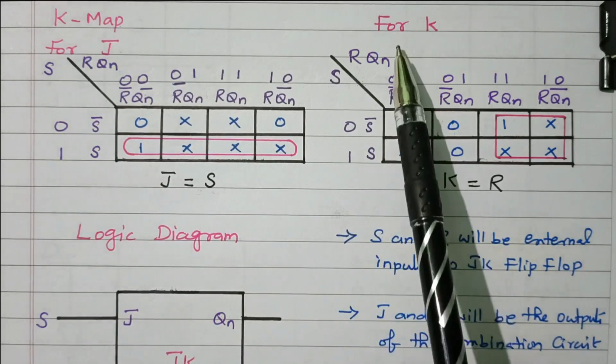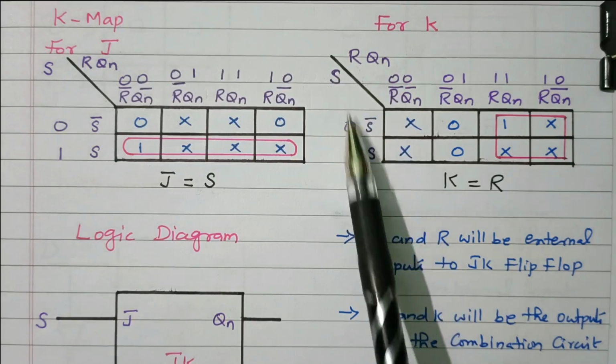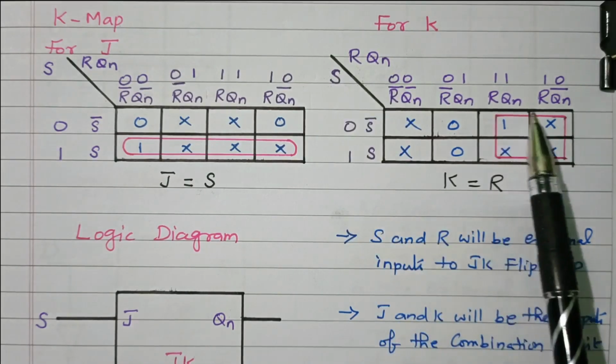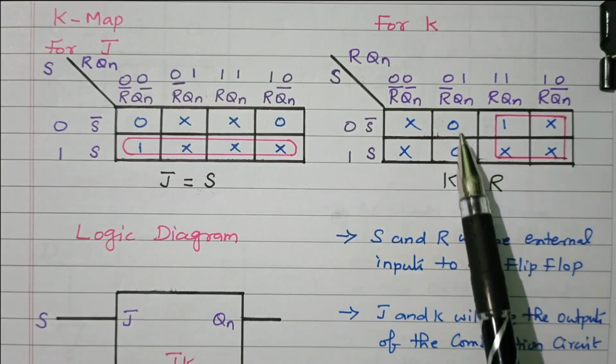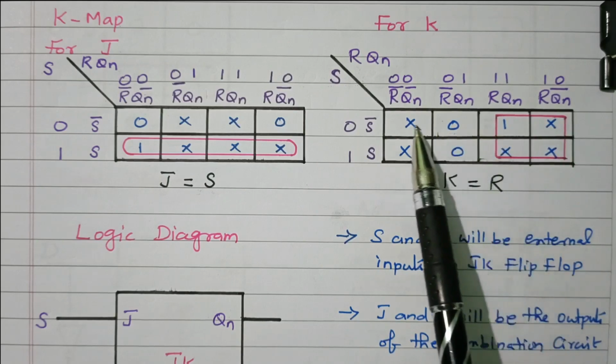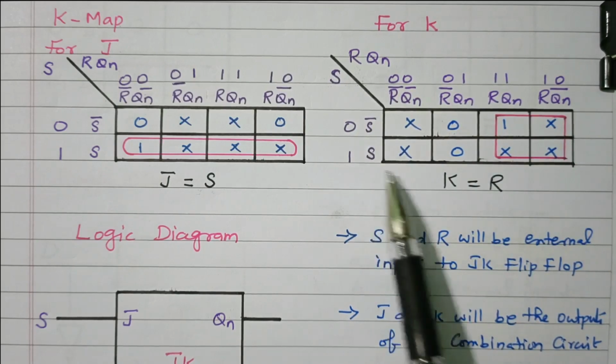Right. Similarly for K, same tabular column, S, R, Qn, three variables. Right. Here only one is available. So these four cells are grouped together. We cannot group these 0s. While grouping these four cells, we need to verify the corresponding first row and second row. First row S bar, second row S got cancelled.